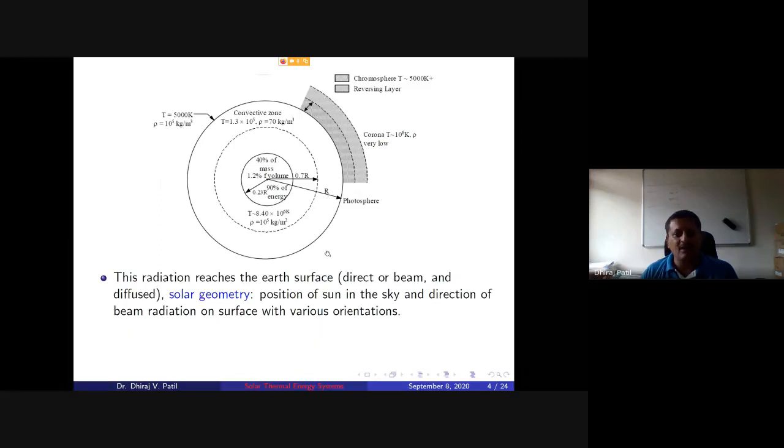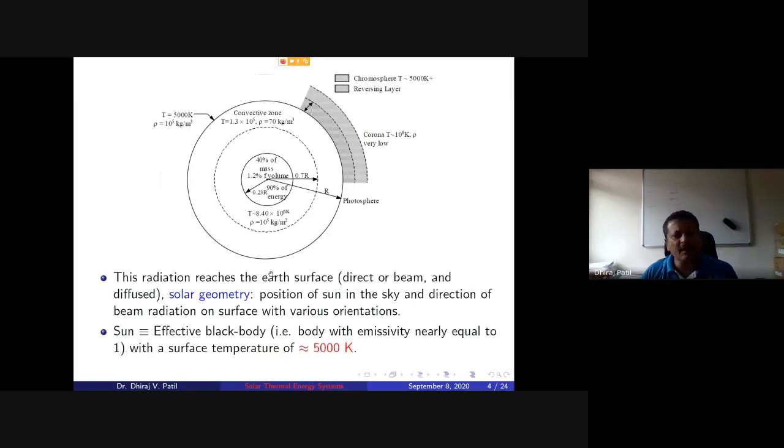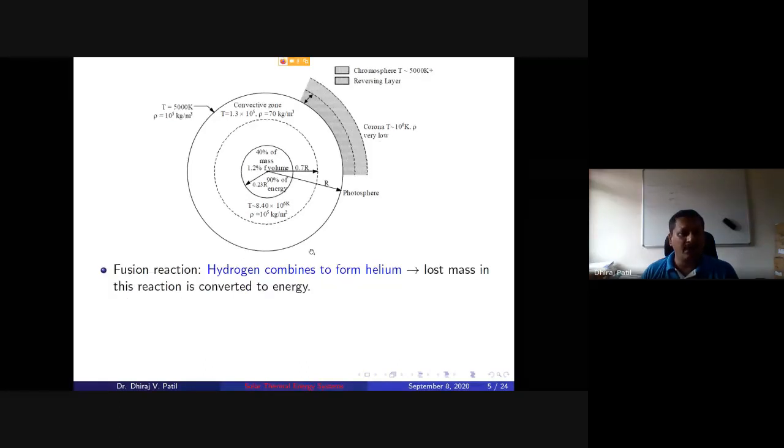It should radiate what the sun is radiating in the wavelength range of 0.25 to 3 microns, and it should have an effective surface temperature of 5000 Kelvin. So there are sun simulators or solar simulators available, which people use for research purposes. We are just trying to understand what is happening. We are having this recap of solar energy, just to keep perspective for the discussion.